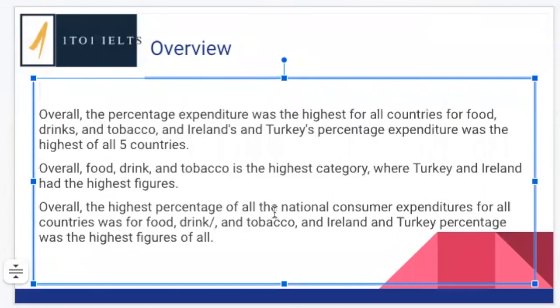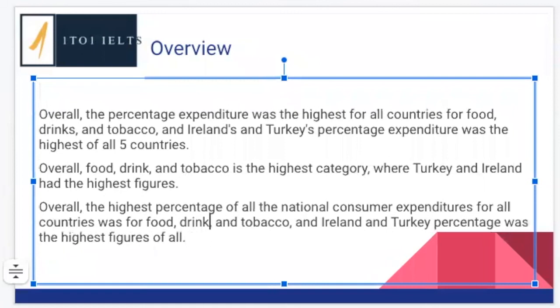So overall, the highest percentage of all the national consumer expenditures for all countries was for food, drink, and tobacco. I think this is just a typo, yeah. And Ireland and Turkey percentage was the highest figures of all. So what do we need to put here? Because the percentage belongs to Ireland, the percentage belongs to Turkey. So what do we do when we want to show that something belongs to something in English? Yeah, excellent. We need the possessive S's.